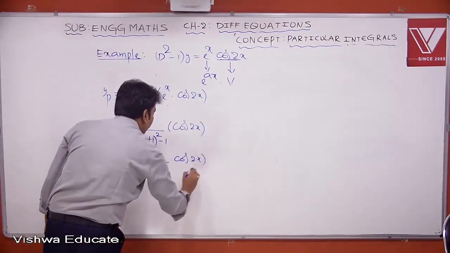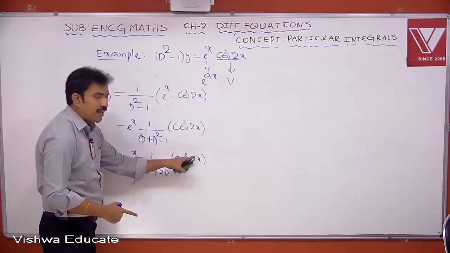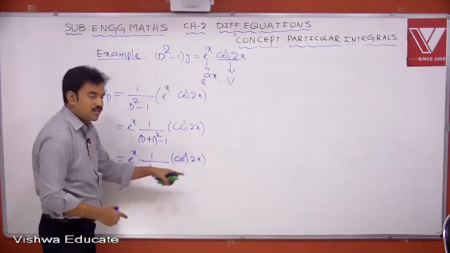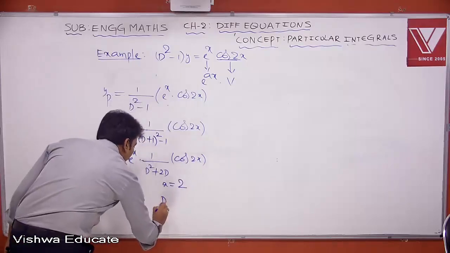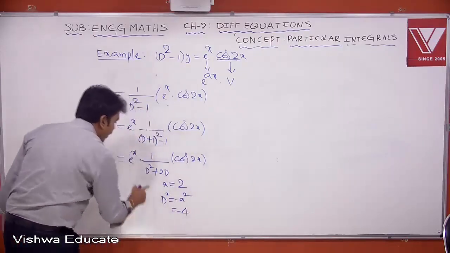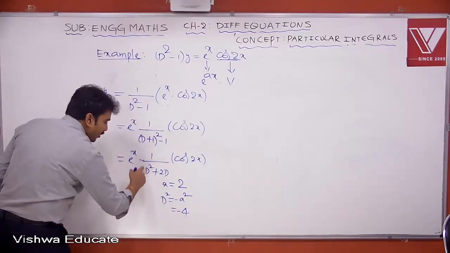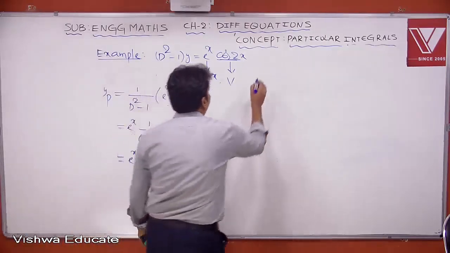So cos 2x. Now this is in the form 1 by f of D of cos of ax plus b. So apply case 3. Here a value is 2. Therefore D square is replaced by minus a square, this is minus 4. When D square is replaced by minus 4, the denominator is non-zero in the expression, so we can apply case 3.